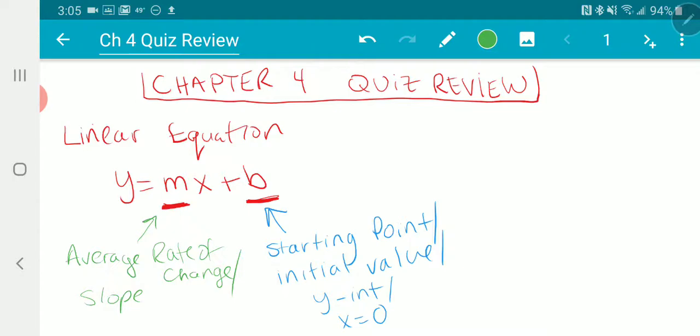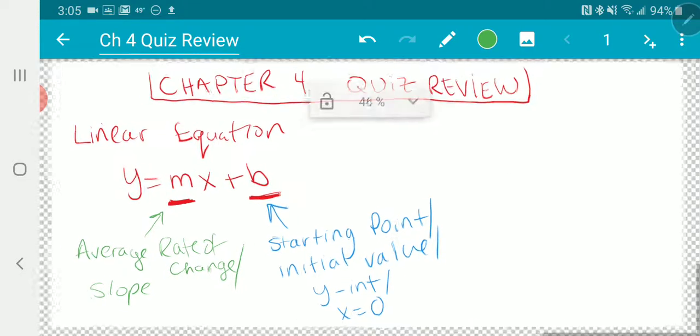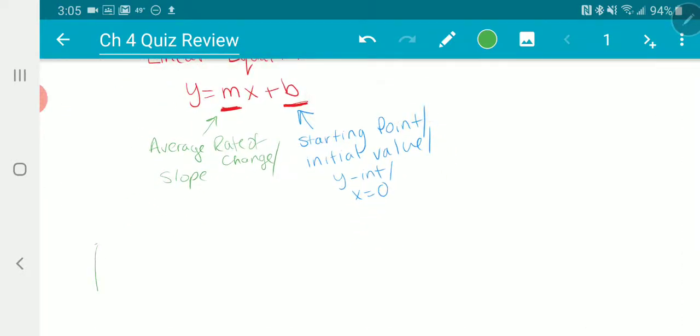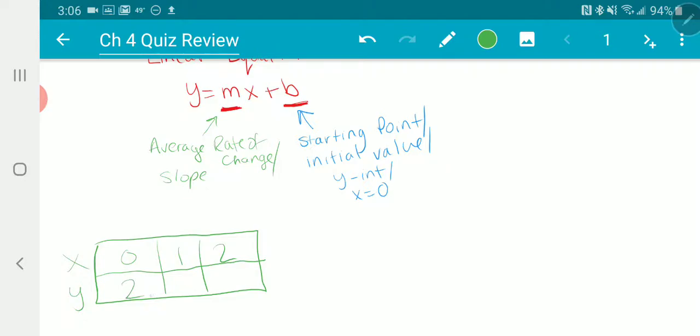So let's see here. We could see this in a few different ways. One of them being a graph, another one being a table. So let's take a look at a couple of these really quick. If I had a table and I had my x's and I had my y's, and let's just say my table looked something like this. If I was looking for my starting point here, my starting point, like we set up here, is always going to be where x equals 0. So when x is 0, my y is 2. So my b value for this particular situation is going to be 2.